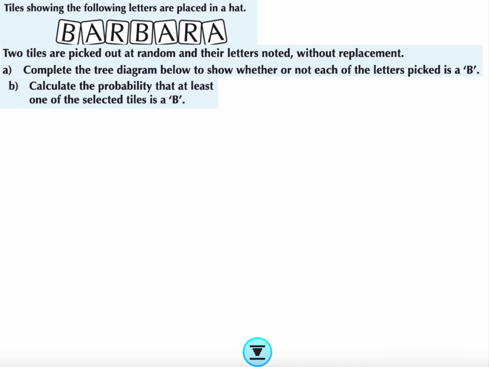So something similar is this. I would like you to try out this question, at least the first part on your own. Try to do the tree diagram. Do pause the video and try it, but then I'm going to explain how to do part B.